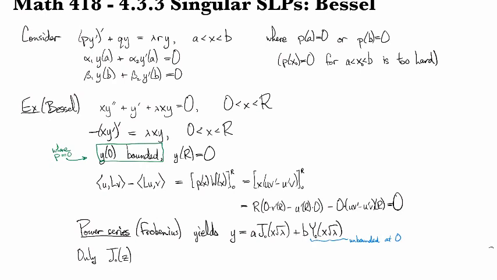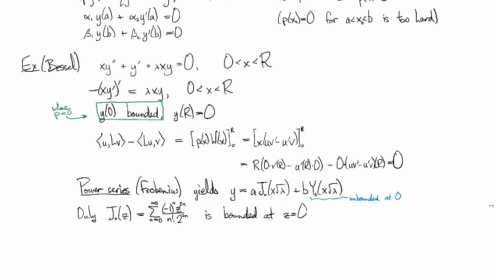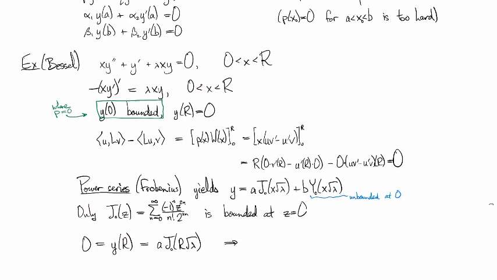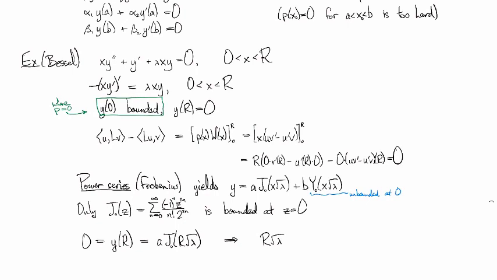So only J naught, and so let me write the formula for it real quick. So expressed as a power series, it's the sum of (-1)^n z^(2n) over (n factorial)^2 2^(2n). So only this guy is bounded at 0. So let's see. Then we have our boundary condition that the function needs to be equal to 0 at r. And so then we're looking at a times J naught of r root lambda. And so then that implies that r root lambda has to be one of the zeros of the Bessel function.